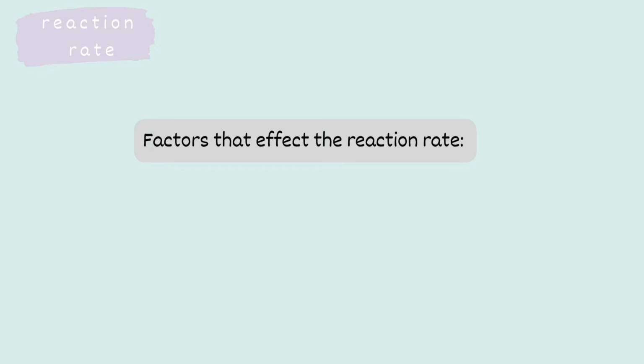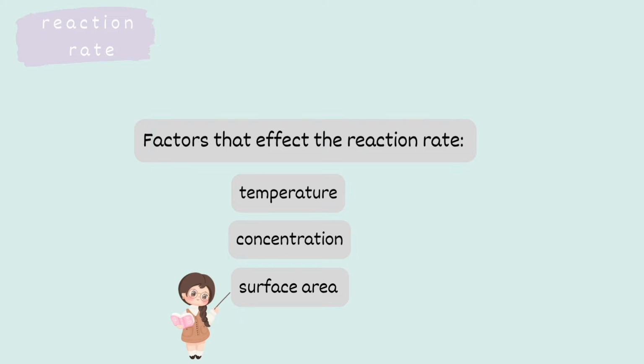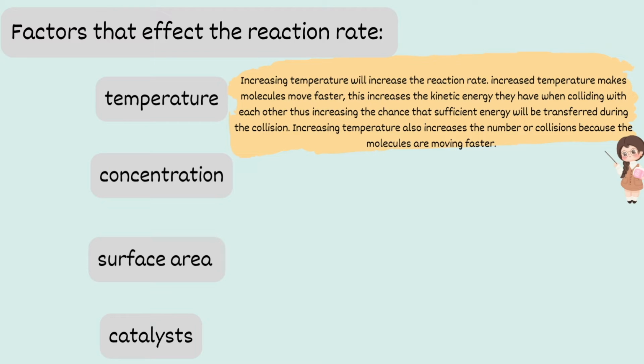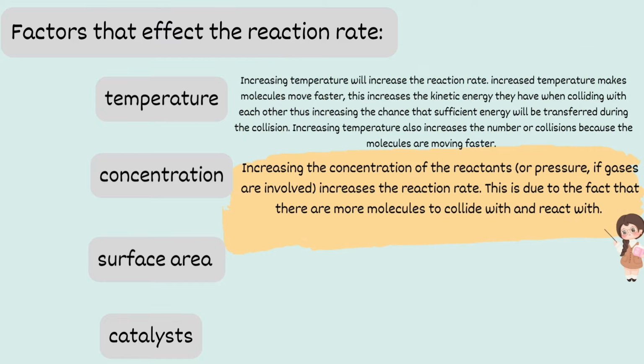Factors that affect the reaction rate are temperature, concentration, surface area, and catalyst. Increasing temperature will increase the reaction rate. Increased temperature makes molecules move faster. This increases the kinetic energy they have when colliding with each other, thus increasing the chance that sufficient energy will be transferred during the collision. Increasing temperature also increases the number of collisions because the molecules are moving faster.